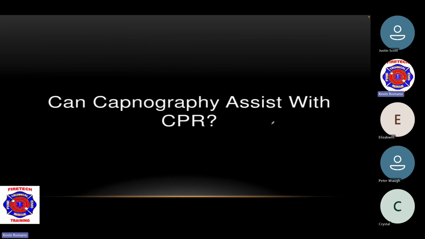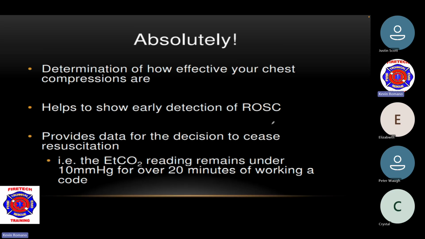So can it assist with CPR? Everybody should be saying yes, absolutely. Determination of how effective your chest compressions are. It helps show early detection of ROSC. It provides data for the decision to cease resuscitation.